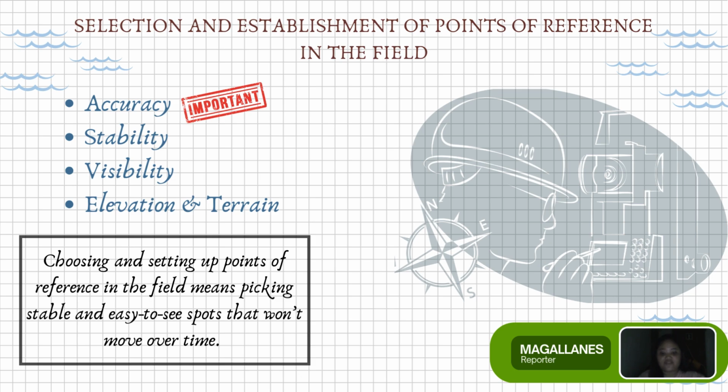And fourth, we have elevation and terrain, which means points should be placed in stable areas, avoiding locations prone to erosion, flooding, or interference. So choosing and setting up points of reference in the field means picking stable and easy to see spots that won't move over time.